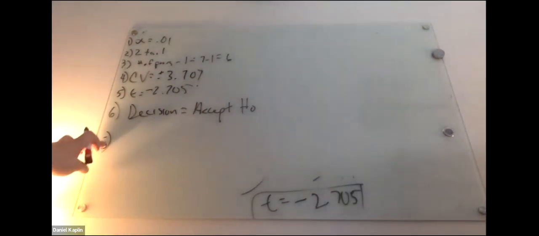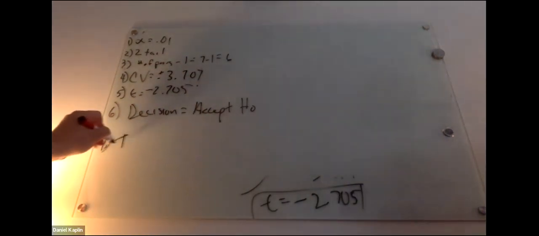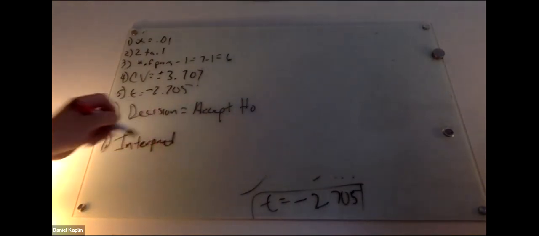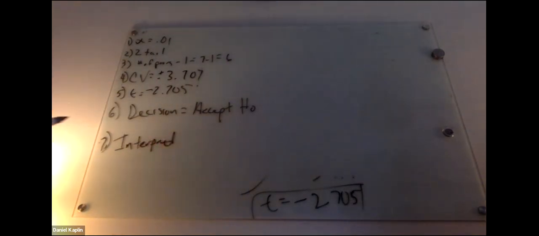Well, why did I put 0.01? Interpret. So in this case, we're going to accept the null because of the alpha.